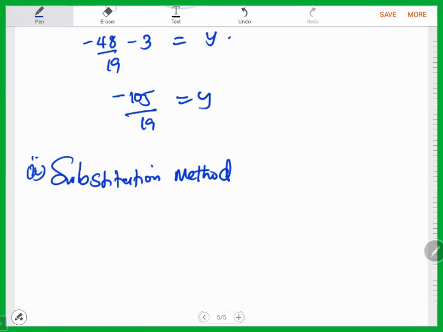For example, we can be given an equation of this kind. Example 1: use the substitution method to solve for x and y. We have x plus y is equal to 4, and 2x minus 3y is equal to 9.